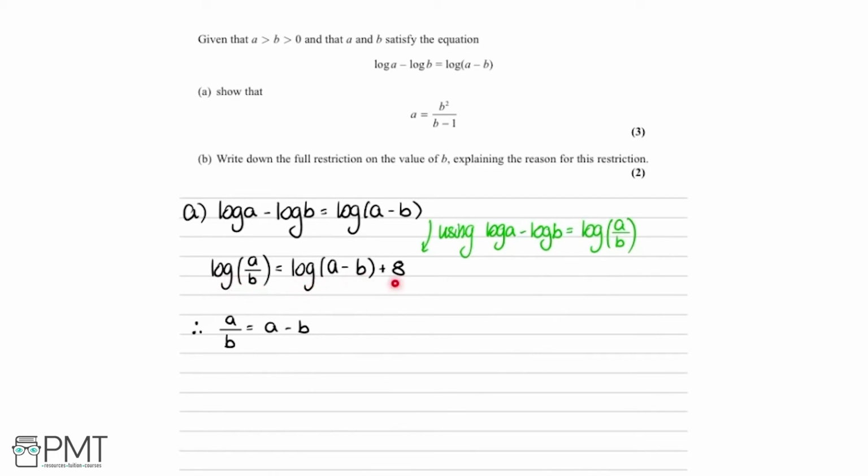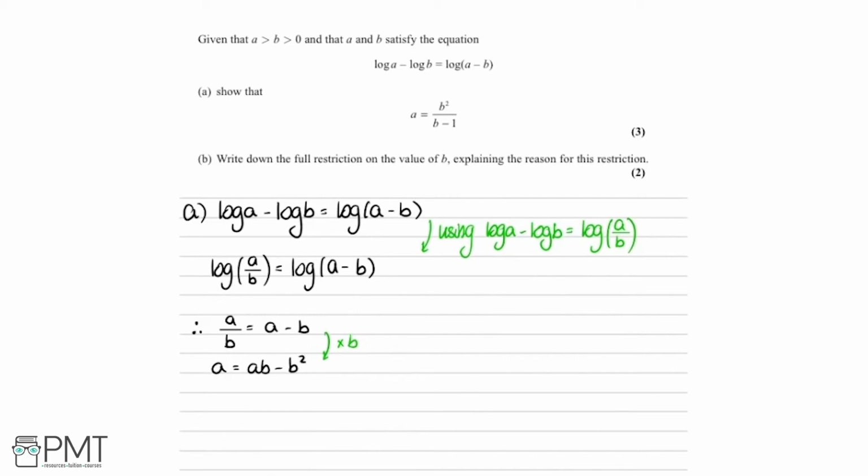On each side, we'd have an extra term here. But the fact that, as you can see here, we've just got log of something and log of something, must mean that it follows that this is equivalent to this. So we can just write a over b equals a minus b. Then next, to get rid of the fraction, I'm going to multiply both sides by b, giving us that a equals ab minus b squared.